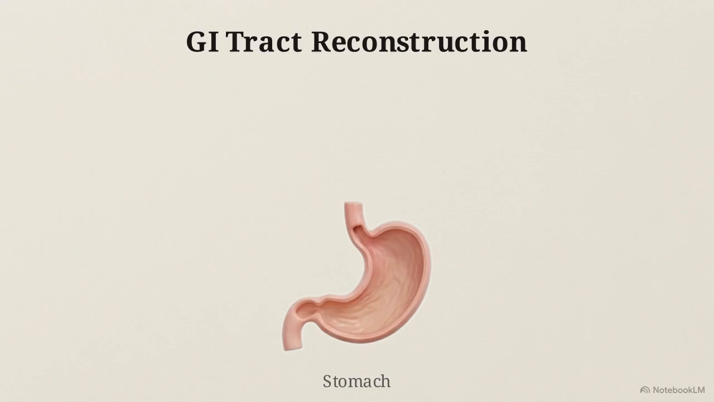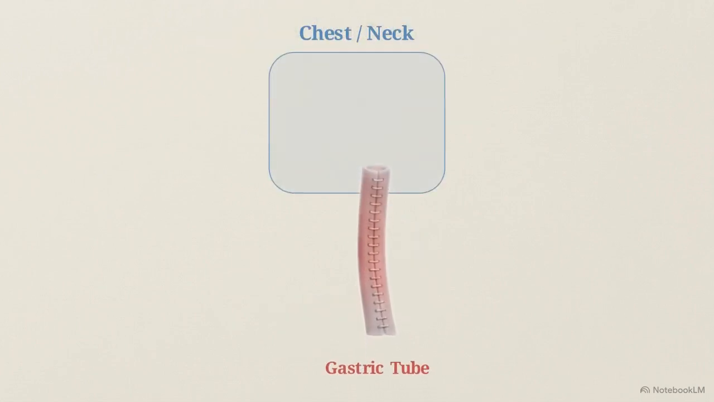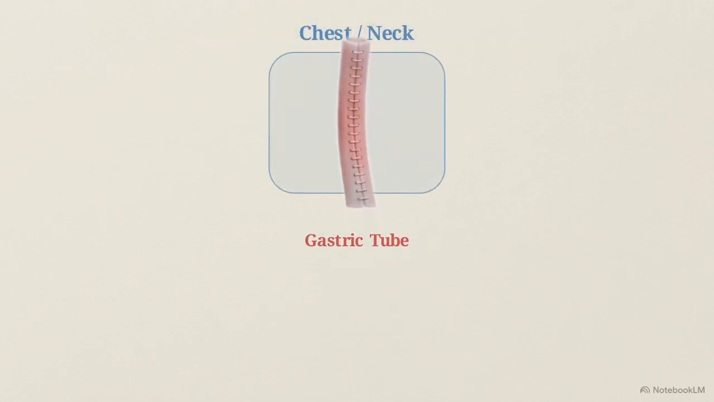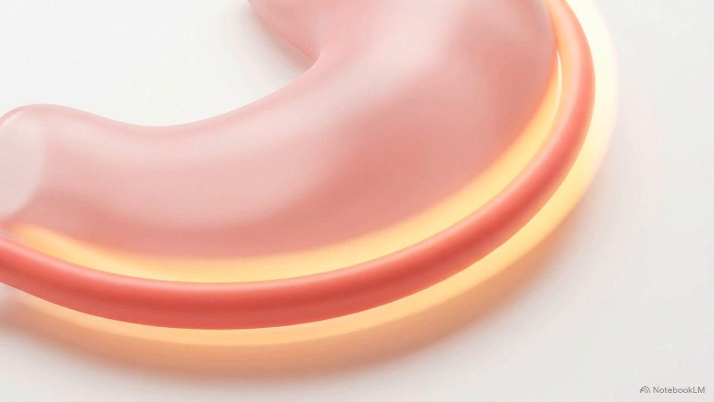This wireframe demonstrates the best and most common reconstructive conduit. The stomach is stapled into a long, linear gastric tube and pulled up into the chest or neck. The viability of this entire conduit depends on preserving a specific vascular lifeline. The primary blood supply sustaining the gastric tube is the right gastroepiploic artery, supported secondarily by the right gastric artery.